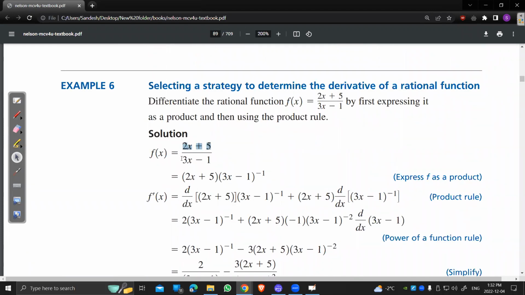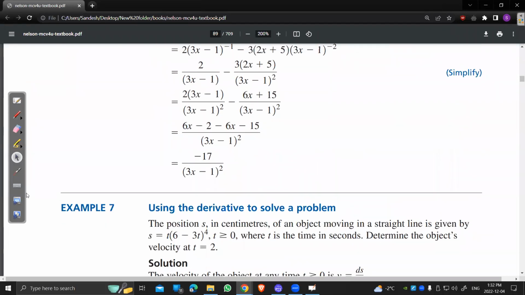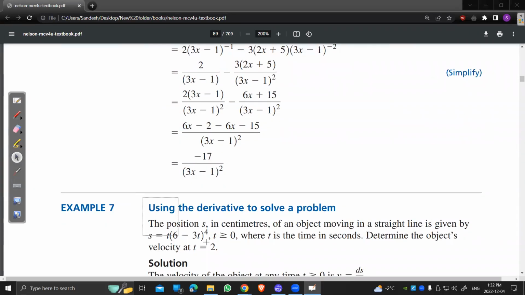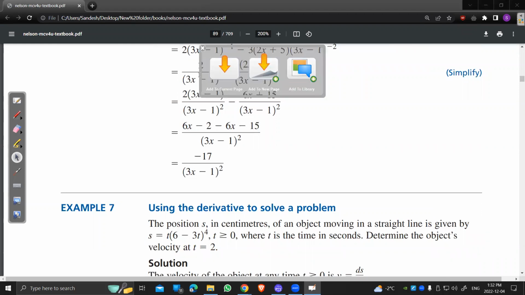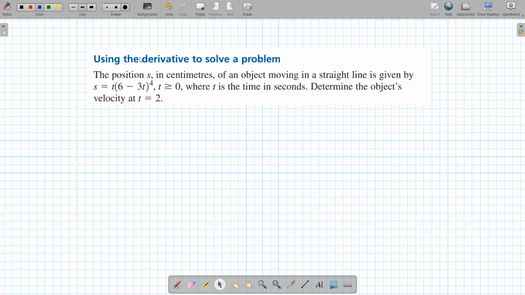This is something over something. A rule for this exists. It's called the quotient rule. It's very, very similar to the product rule with one slight difference. The slight difference being instead of a plus in the middle, there's a minus. And we'll get to it when we see it. Let's look at this question though.